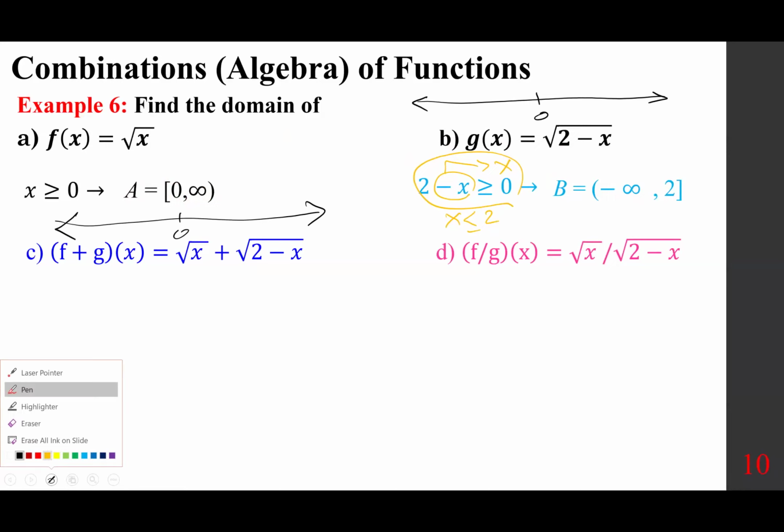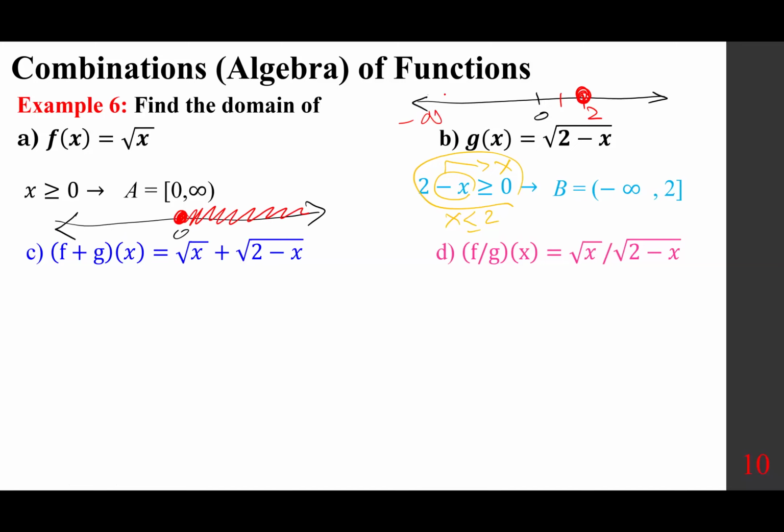This one goes from 0 to infinity, and this one goes from negative infinity to 2. If you put them together, what's in common? Anything between 0 and 2. That would be the answer for part C.